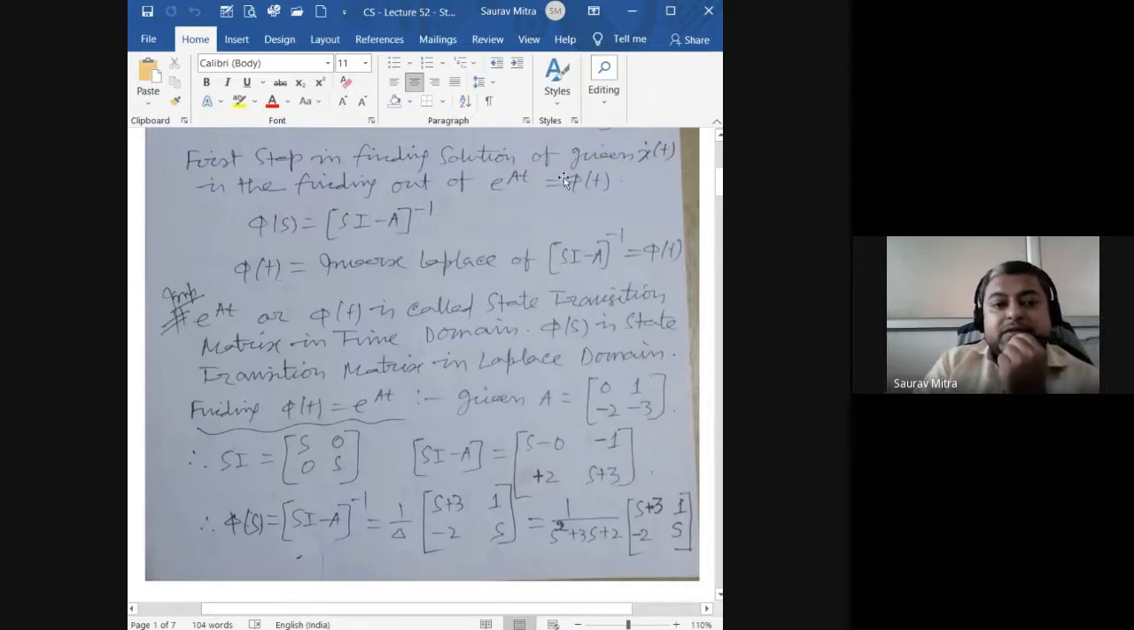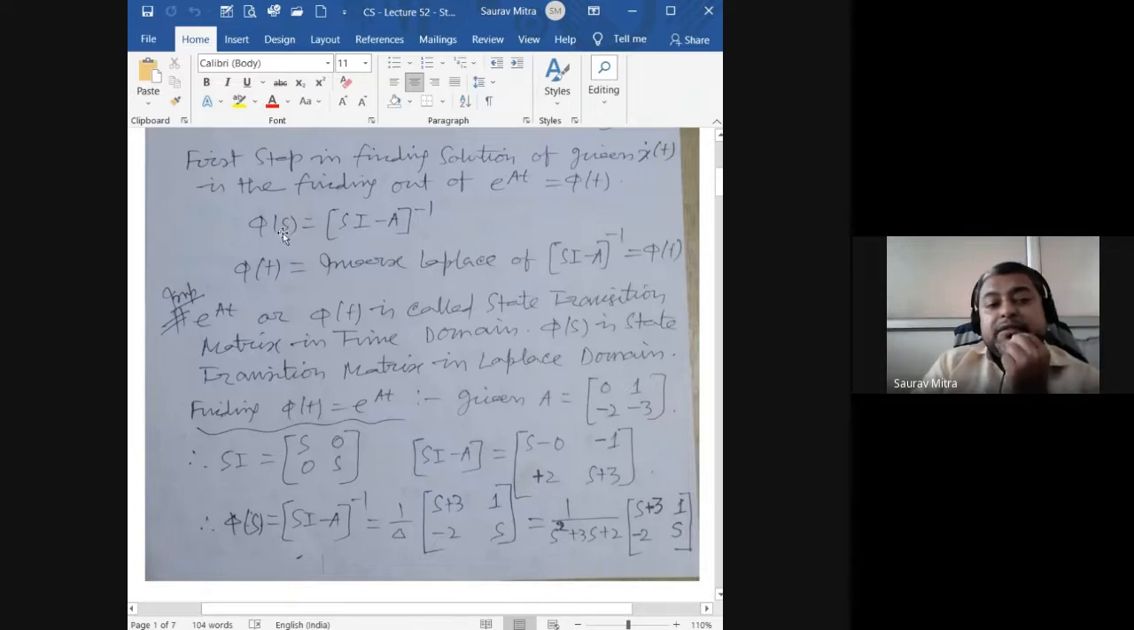What is phi t? First I am writing what is phi s. Phi t in the Laplace domain is called phi s, which is nothing but sI minus A inverse. Be very careful: sI minus A inverse, not only sI minus A. This is called the state transition matrix in the Laplace domain.